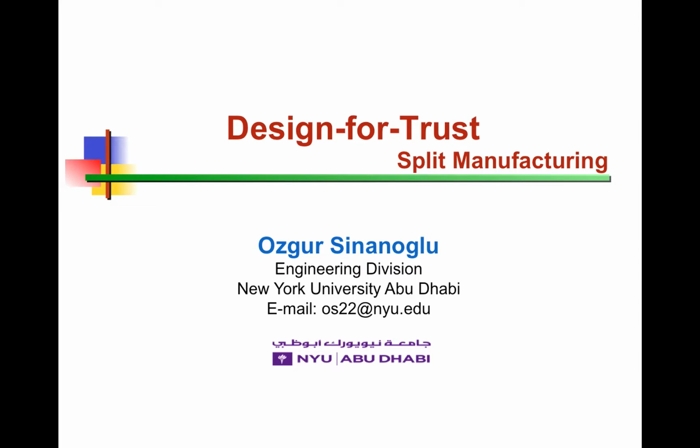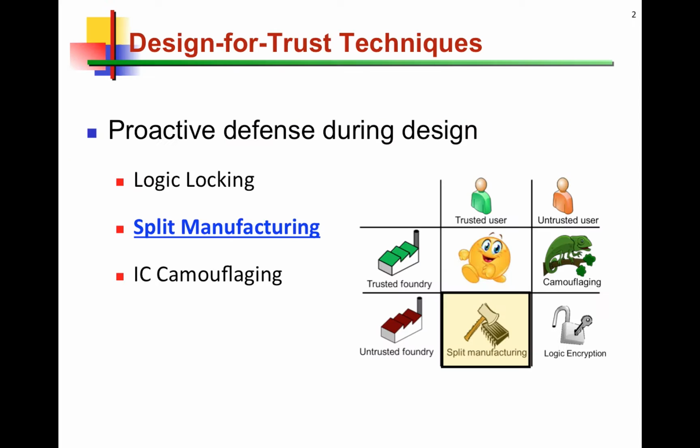The next presentation module is devoted to another design for trust approach called split manufacturing. In split manufacturing, the threat model is different compared to logic locking or logic encryption, for instance. Here, the assumption is that the foundry, the fabrication facility, is untrusted, while the end users are trusted.